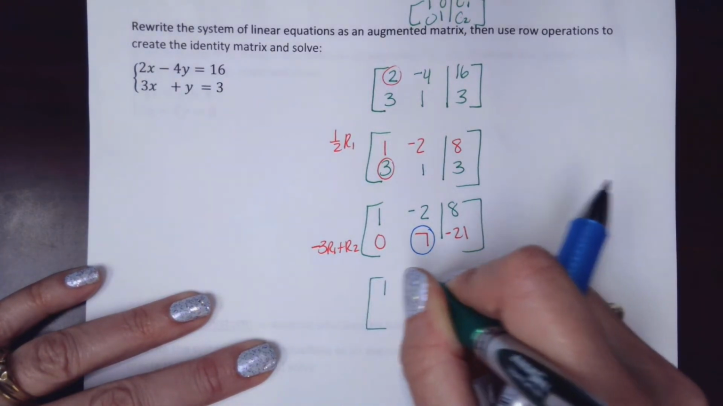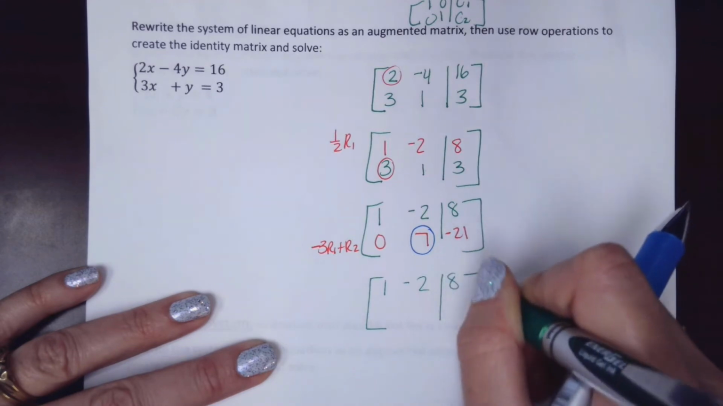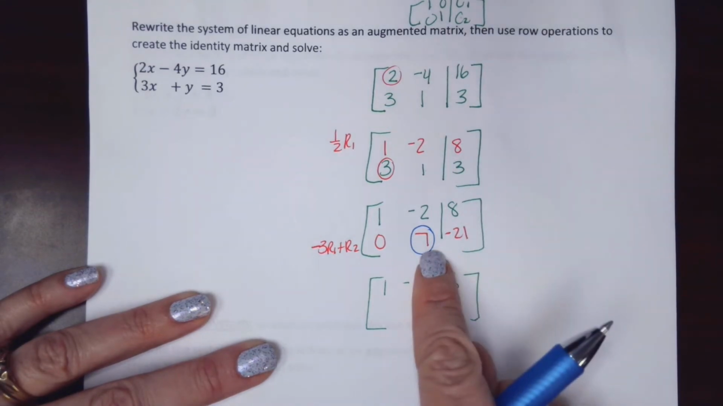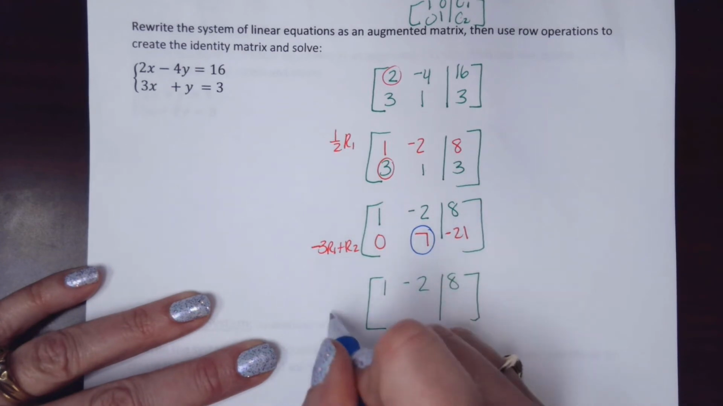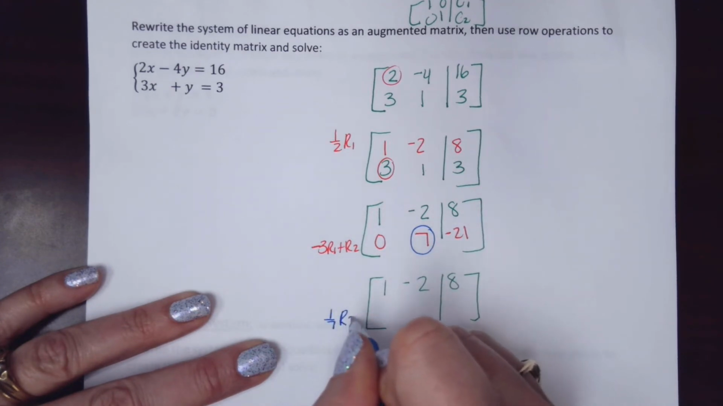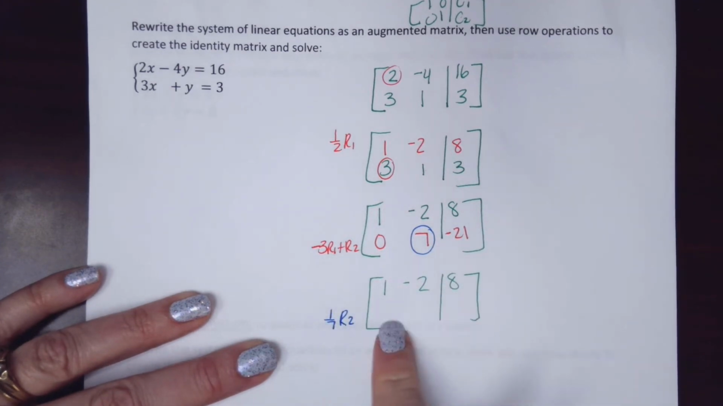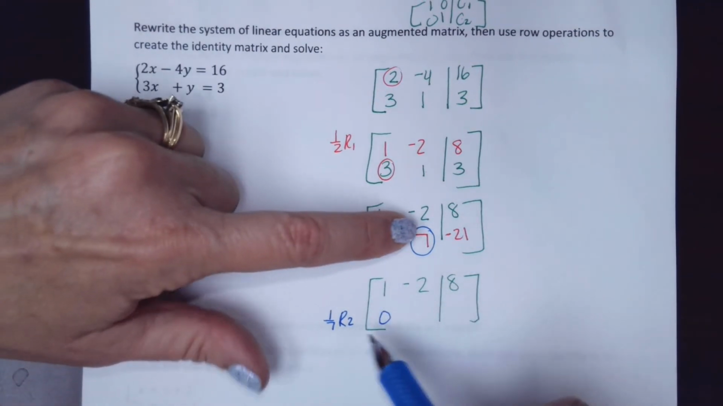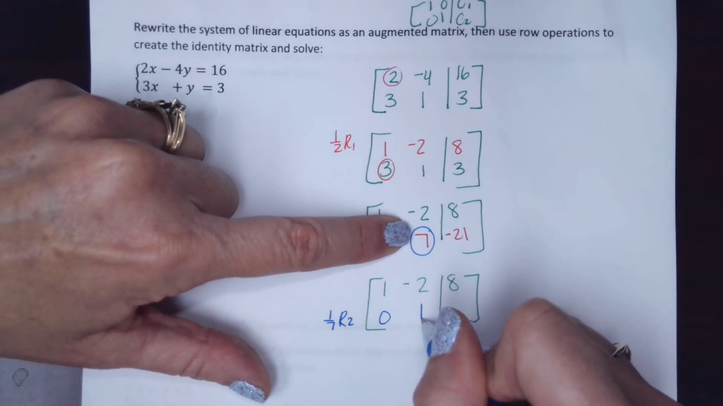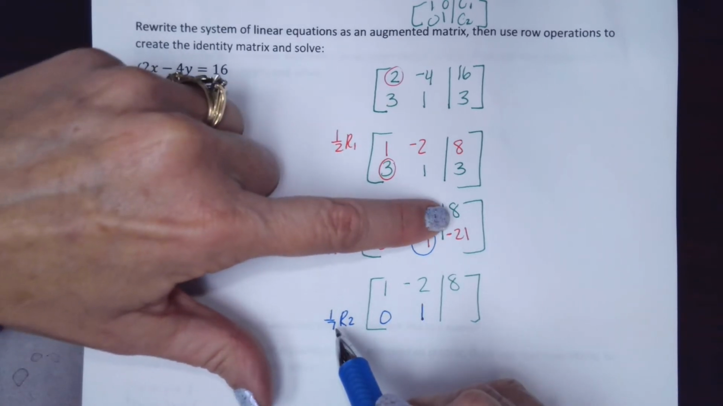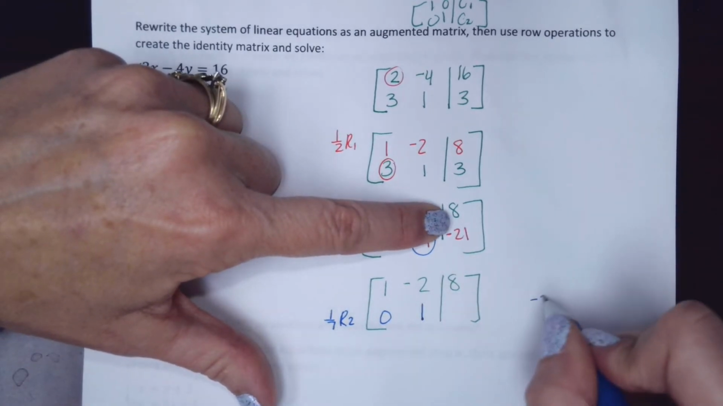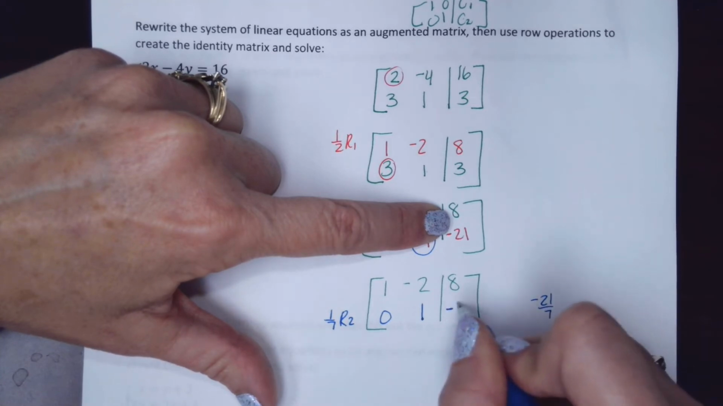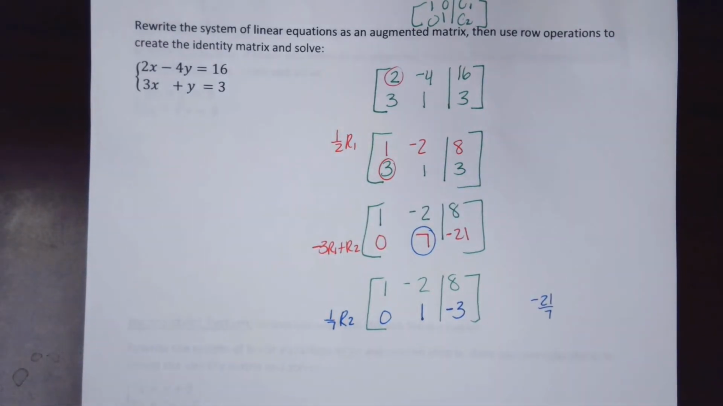So I'm not changing the first row this time. I just copy it down. My goal is to get a 1 here, so I'm going to multiply by that reciprocal to row 2, and it's row 2 that I'm changing. Anything times 0 is 0. A 7th times 7 is 1. That was my goal. And then 1/7 times negative 21. Negative 21 sevenths is a negative 3. And that's all we have to do.